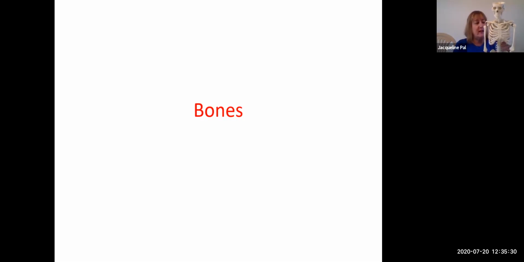And so I brought my friendly little tiny skeleton here with me to help illustrate this, although you do have close-up pictures of the bones on the screen. So we're not going to learn all the bones, but we're going to learn the major bones, excluding the bones of the skull and the spine.